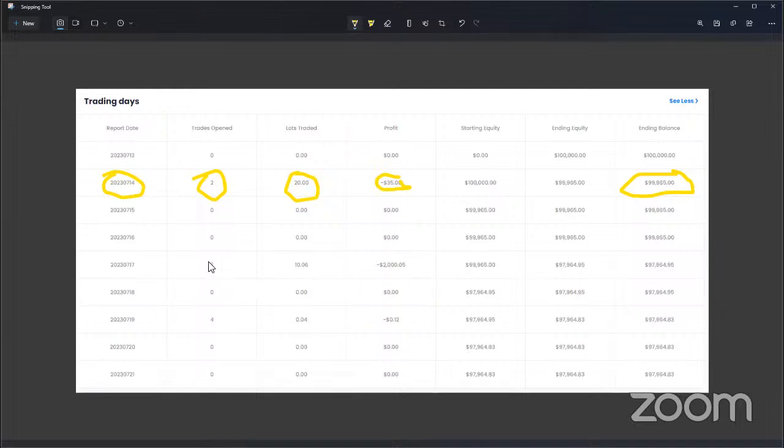So there was a death cross on US 30 on Monday, but there was also a golden cross. But my copier only took the death cross, but didn't take the golden cross. So that's why I had a $2,000 loss that day. Ideally, a 2% loss on the 100K.